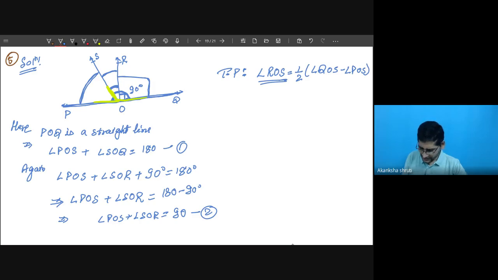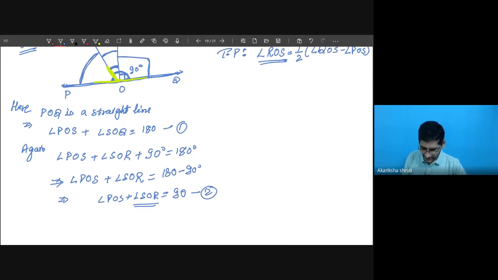We need angle SOR. Now student, in this case we are given the second one is our 90 degree, the upper one is 180 degree. So if I multiply this lower one by 2, then 1 and 2 can be equated. So take this, twice of angle POS means multiplying equation 2 by 2.